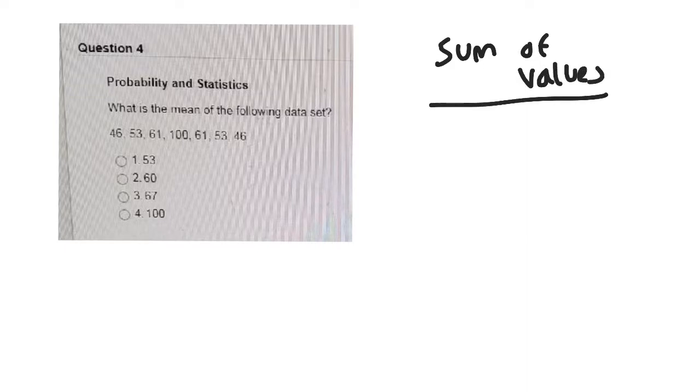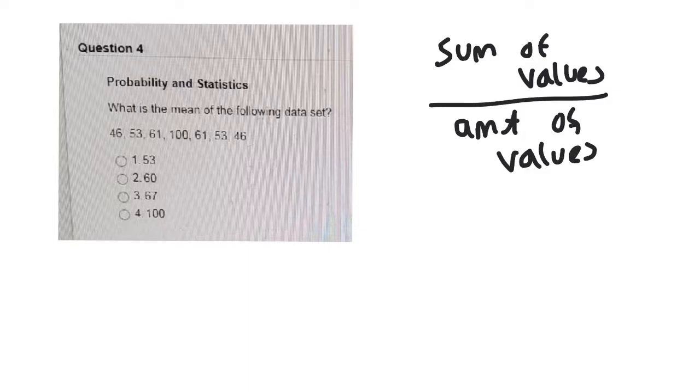Question 4, probability and statistics. What is the mean of the following data set? When they say mean, what that means is what is typically referred to as the average. Back in the day, you may have learned the average of numbers. The mean is a little bit more complicated of a concept, but just know that we could call it the old school average, where it is the sum of values divided by the amount of values.